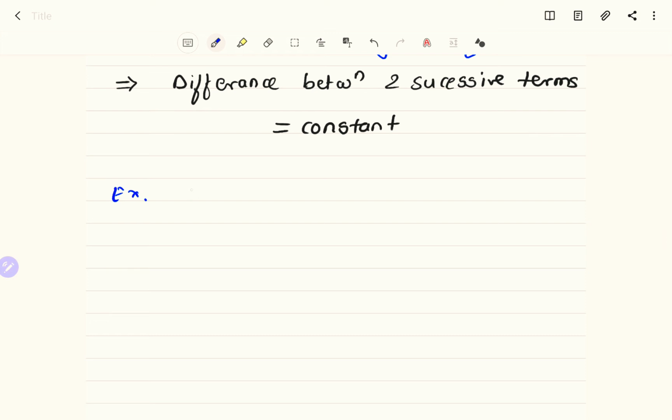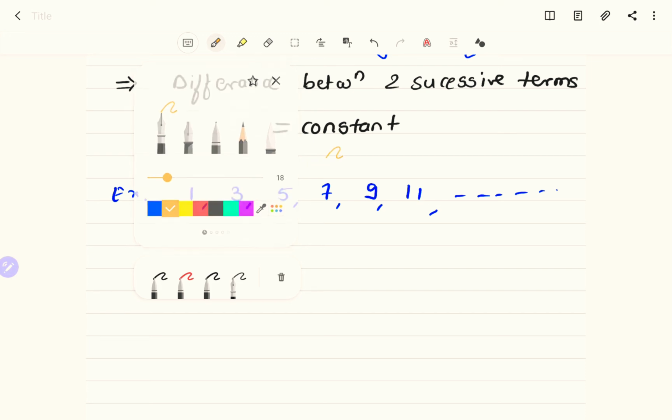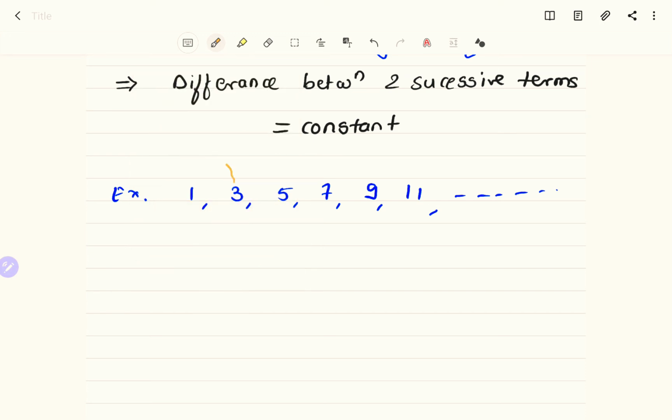If the sequence is 1, 3, 5, 7, 9, 11 and so on, how do we identify whether the sequence is in AP or not? The thing is very simple, friends. Just take the difference between two successive terms, like 3 and 1. What is 3 minus 1? The answer is 2. What is 5 minus 3? Again the answer is 2.